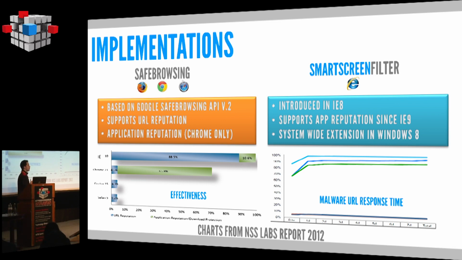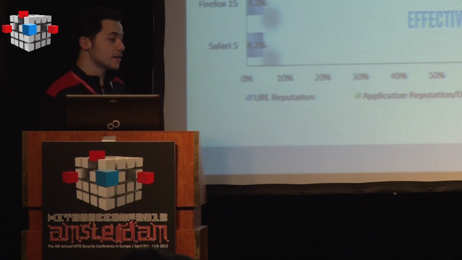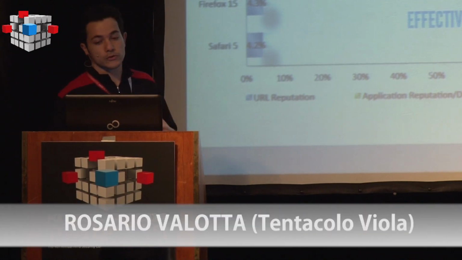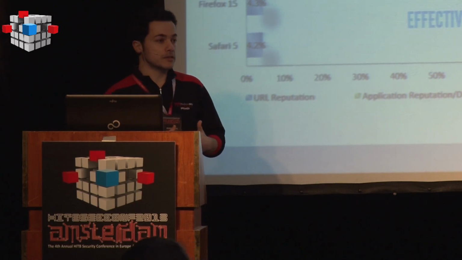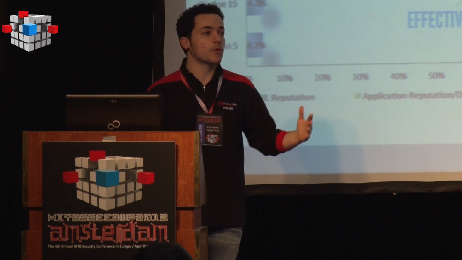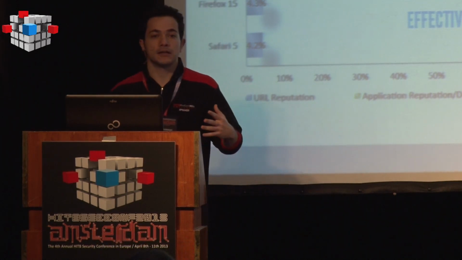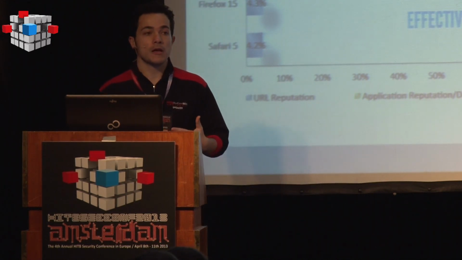SmartScreen Filter is more or less the same thing, but it's based on a Microsoft proprietary solution. It was introduced in Internet Explorer 8, and starting with Internet Explorer 9 it also supports application reputation. With the introduction of Windows 8, SmartScreen has been extended system-wide. This means that a SmartScreen check will be performed not only when you download a file from the browser, but whenever you put a file on your computer using your USB key, CD-ROM, whatever. The first run, a SmartScreen check will be performed.